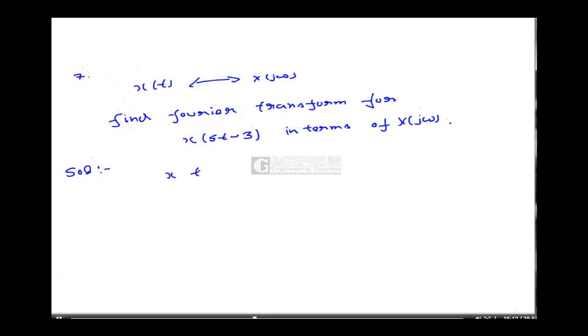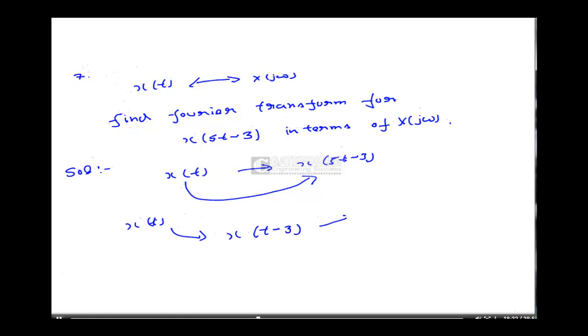When converting x of t to x of 5t minus 3, I have to be careful what operation is done first. To convert x of t to x of 5t minus 3, I need to shift x of t by 3 first, so the first step will be x of t minus 3. Then scale this by 5 times, x of 5t minus 3. Similar operations will have effect on X of j omega. We have to use the shifting property, then the scaling property.